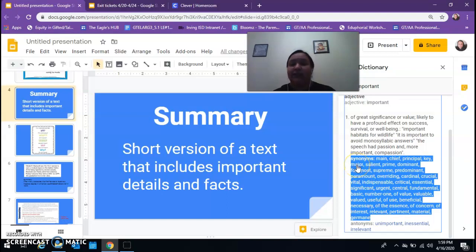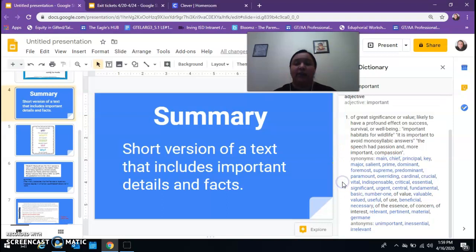Major facts. So I can say a small text that includes important details and facts, or another kind of text that includes important details or useful details and facts. So I'm changing some of the wording. Instead of saying details and facts, I can use information. So it's up to you. When you paraphrase, you want to make sure that you're paraphrasing it to where you can understand it.